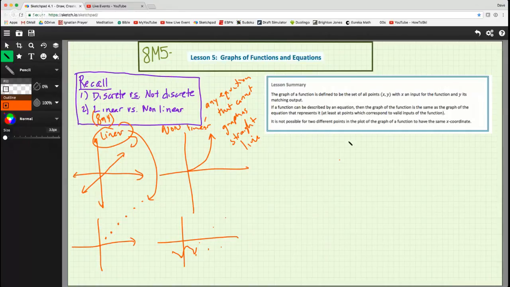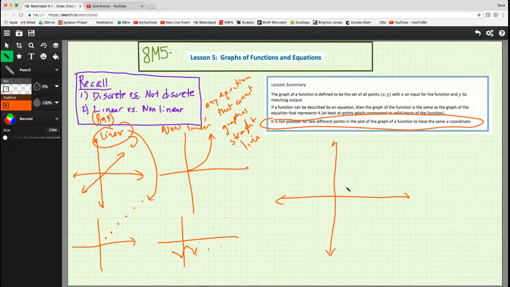Okay, so I'll review. Now, one last piece of review. It is not possible for two different points in the graph of a function to have the same x-coordinate. There are some homework questions on this, so make sure you understand this. We have discussed this before. So let's look at this real quick. And sorry, I'm not drawing straight lines, I'm just going quick and dirty here.